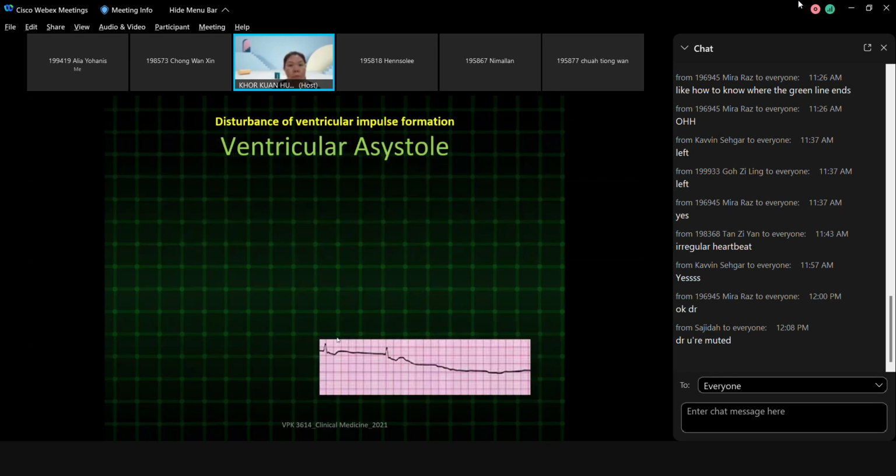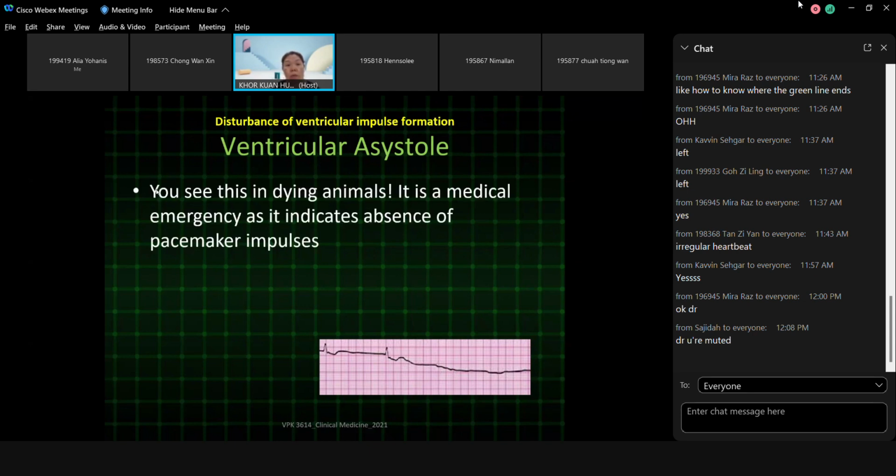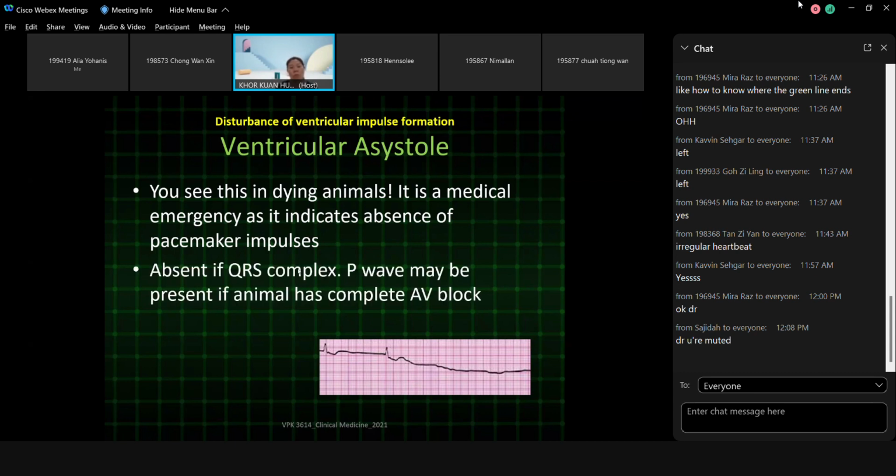Okay? Ventricular asystole. No P, no QRS. No P, no QRS. This one is what you like to see in your TVB movies and your K-dramas. Okay? Beep, beep, beep, gone. All right, so this one is also another near death. You see this in a dying patient, this is a medical emergency. It indicates there's an absence of pacemaker impulse. So often you want to resuscitate.